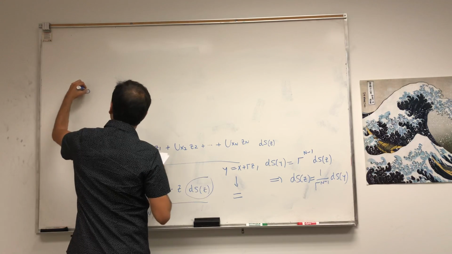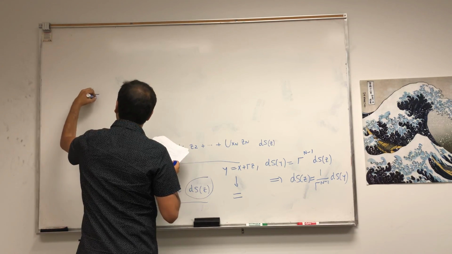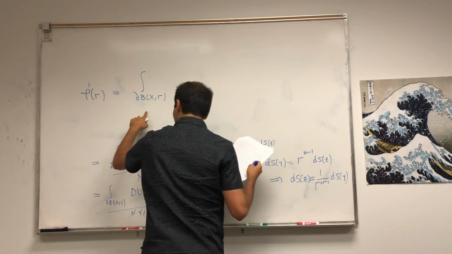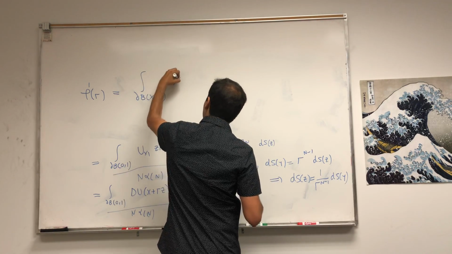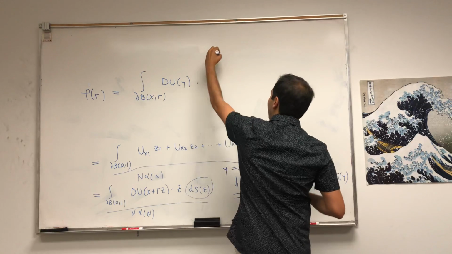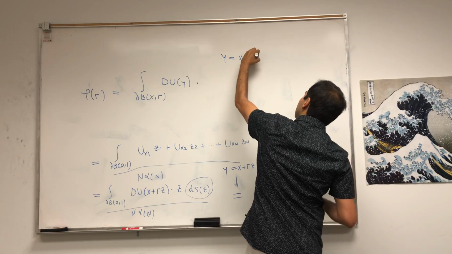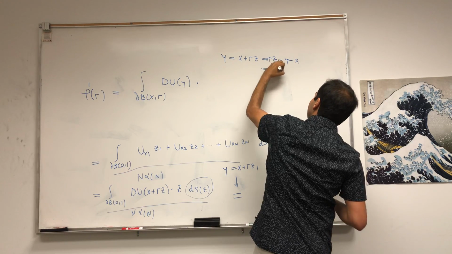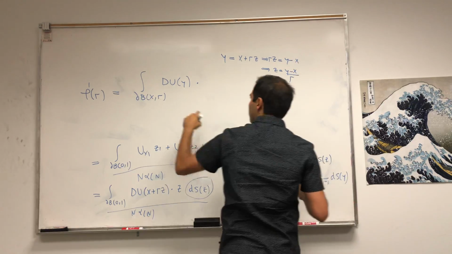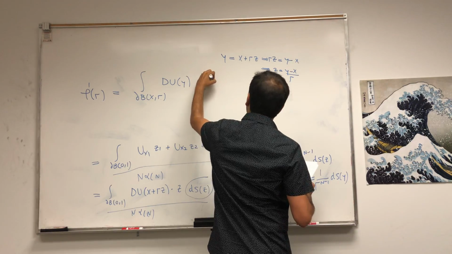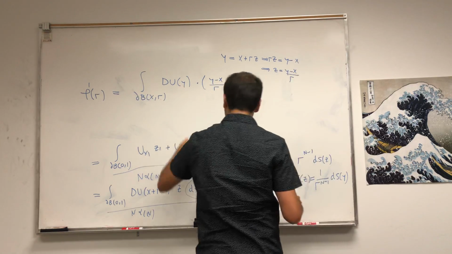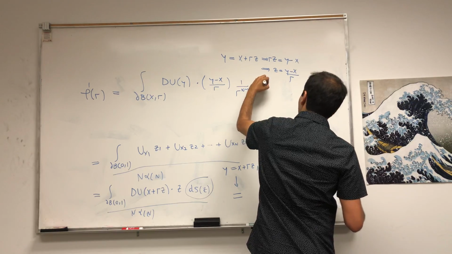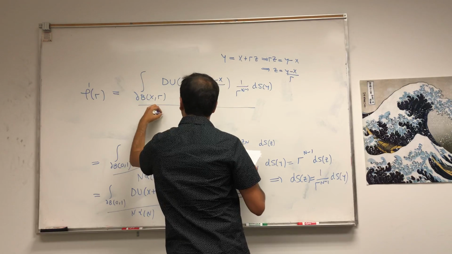I know I'm going through years of multivariable calculus with this, so phi prime of r is, again, the integral over our original sphere of du of y dotted with, so if y is x plus rz, that means rz is y minus x, so z is y minus x over r. So du of y dotted with y minus x over r. And again, we have our thing here, 1 over r to the n, ds of y divided by n alpha n.